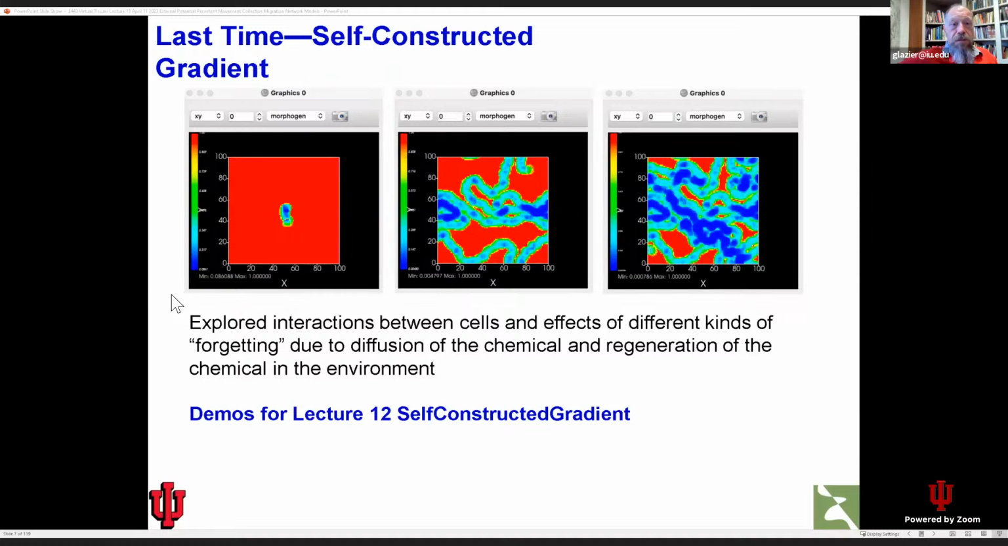Okay, reminding us what we did last time. We did this great self-constructed gradient simulation, in the lecture 12 demo, self-constructed gradient. And we explored how the trajectories of the particles interact, what happens when the field comes back after some amount of time, and what happens when you have multiple cells interacting with each other.